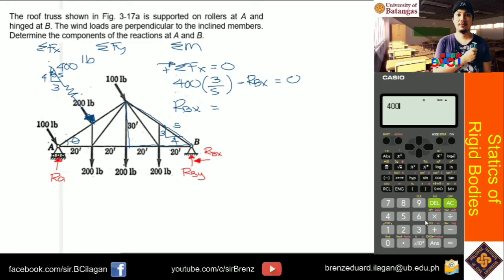400 times 3 divided by 5. So that is 240. Okay, so we're done. May nakuha na tayong isa. This is 240. Next. Ang sunod natin pwedeng gawin, saan kaya tayo pwede mag-moment?